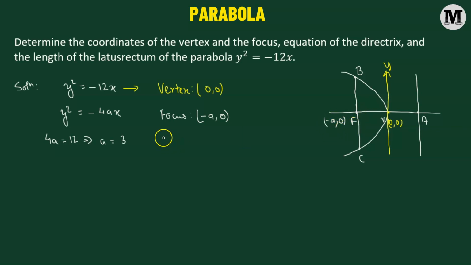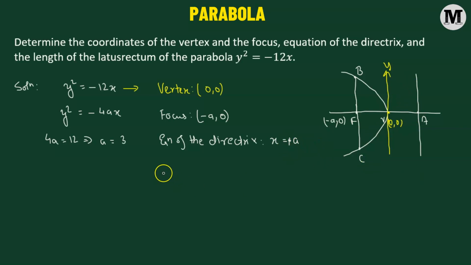Then we need the equation of the directrix. We know that any line which is parallel to the y-axis is given by x equals a. Now, since the directrix line lies to the right side of the y-axis, the value of a is going to be positive. So x equals a is going to be the equation of the directrix line.